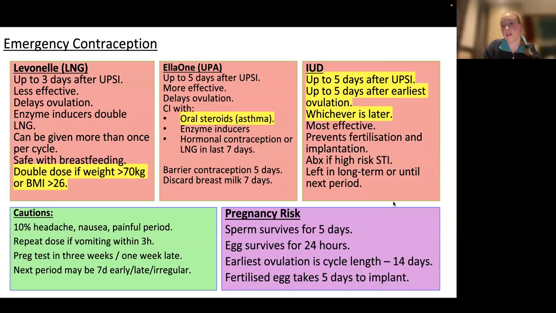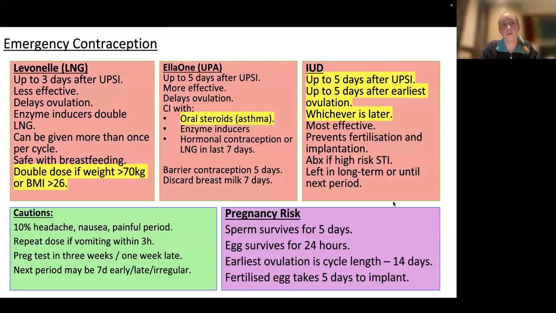It's the most effective one and prevents fertilization and implantation. And it's important to tell people that it's not the same as an abortion, because it works before implantation. And if someone has a high risk of STI, you might want to give them antibiotics. And it's also good because it can be left in and work as long-term contraception. So some people really like it. Obviously, some people don't like the IUD.